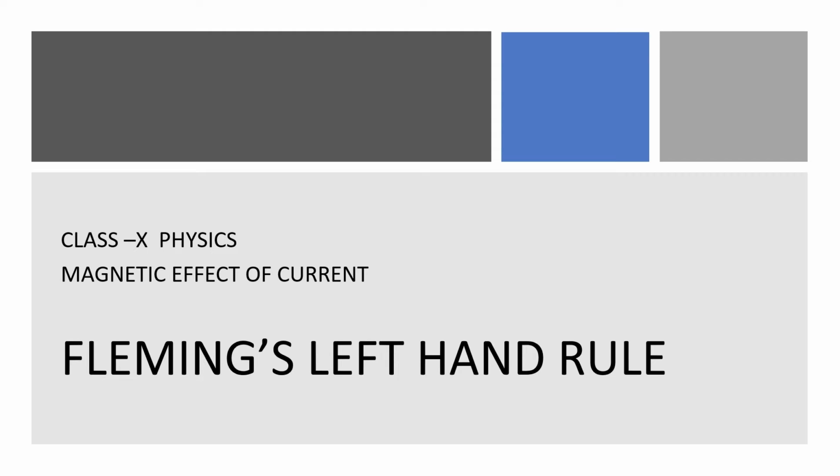Class 10th, chapter Magnetic Effect of Current, one of the most important topics: Fleming's left-hand rule, which we use to find out the direction of force acting on a current-carrying conductor when it is placed in a magnetic field. Now, before we do this rule, let us try to understand why a force acts on a current-carrying conductor.